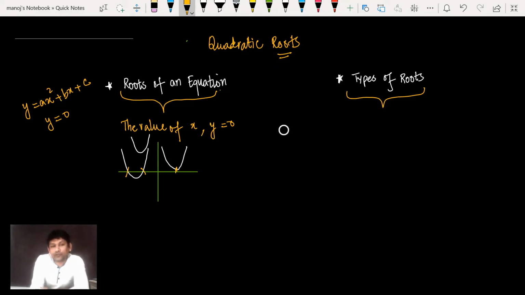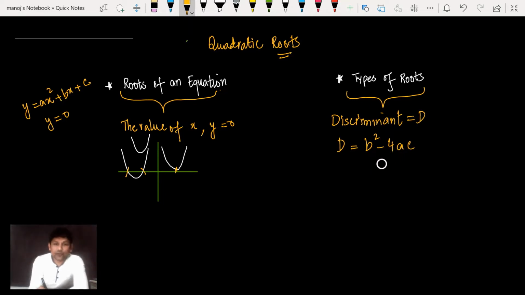The types of roots we can find by using a formula called the discriminant. I will write it with D: D equals b squared minus 4ac. By finding this b squared minus 4ac, we can find the nature of the roots. The roots can be two roots, one root, two roots but the same, or no roots.